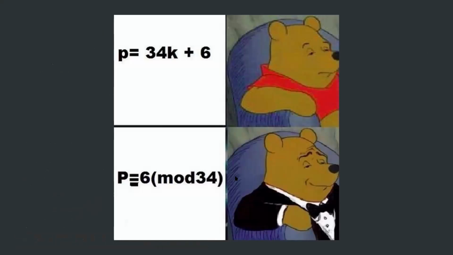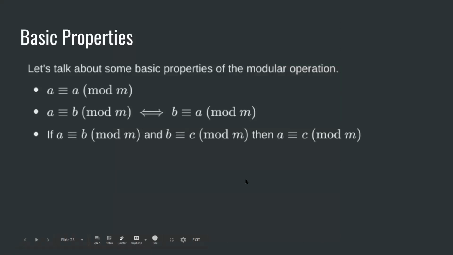So we just found that p is equal to 34k + 6. We don't write equations like this. We write it as p is congruent to 6 mod 34. So the basic property is a is congruent to a mod m, pretty obvious. Then if a is congruent to b, then b is congruent to a, also very obvious. And the transitive property: if a is congruent to b mod m and b is congruent to c mod m, then obviously a is congruent to c mod m.